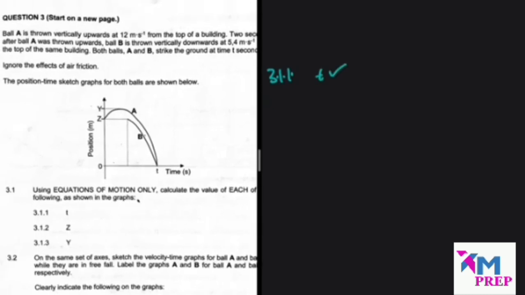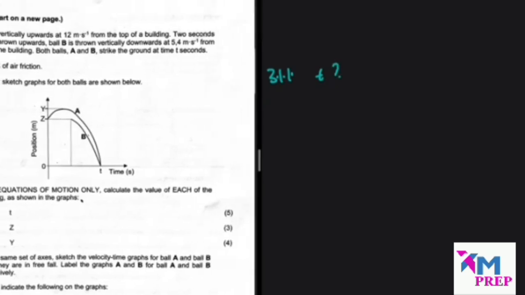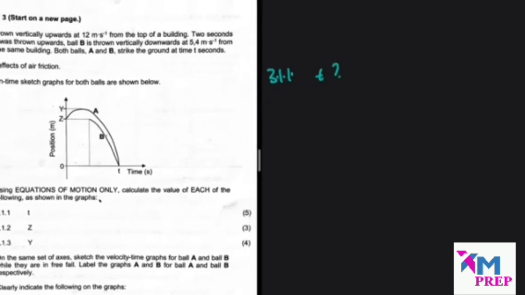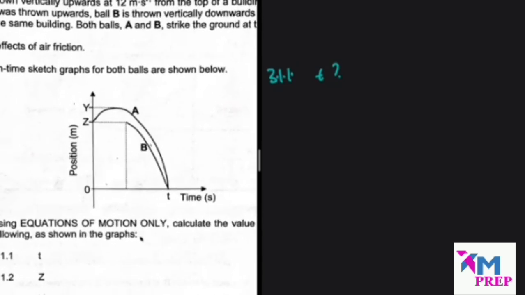Right, so the first question, 3.1.1, we are supposed to, using equations of motion only, calculate the value of each of the following as shown in the diagrams. And then 3.1.1, we are looking for the time t. So t is the time at which the two balls strike the ground, right? So let me just see the mark allocation. It's 5, so it seems like we might need to do a bit of work there.